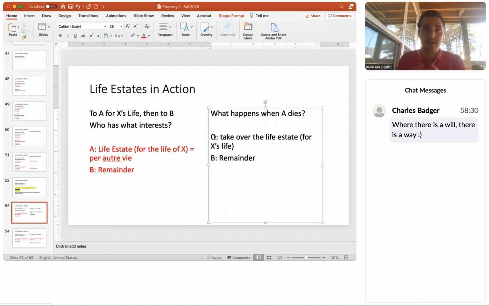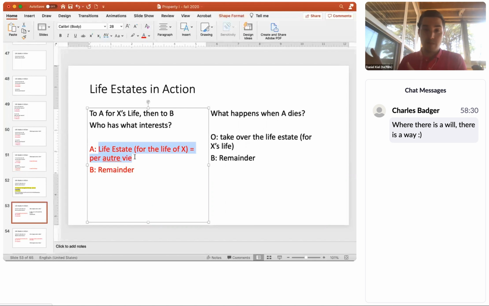The life estate is a stick that was created here and is connected to X's life, and it has nothing to do with A. If A had sold this life estate and then died, then the other person, whoever he sold it to, would be holding the life estate for X's life. Okay, A could sell the life estate. So if instead of what happens when A dies, I had said what happens if A sells their life estate to somebody, you would say it just becomes that person's life estate. Note that A can't sell B's remainder, but A can sell the sticks that A has, and therefore it's transferable, it's alienable.